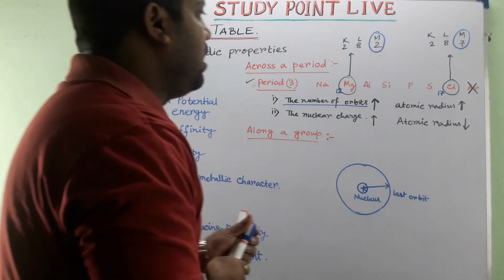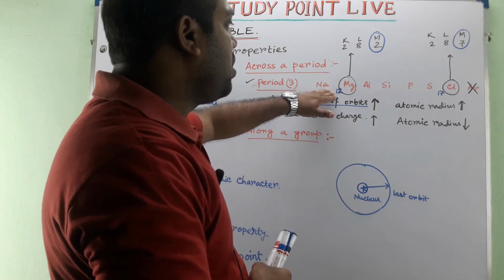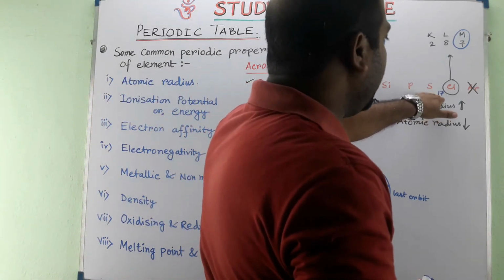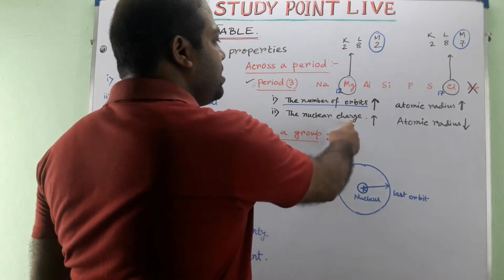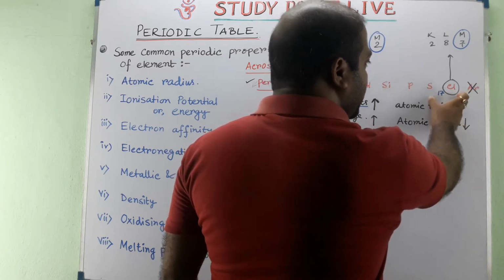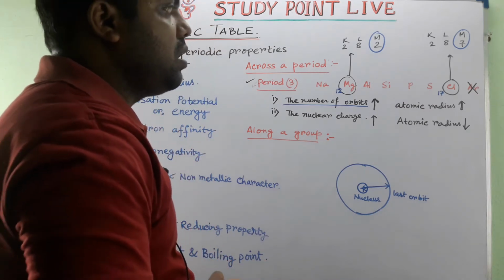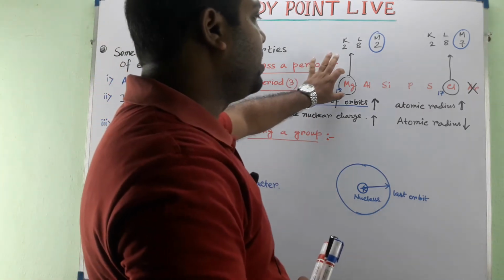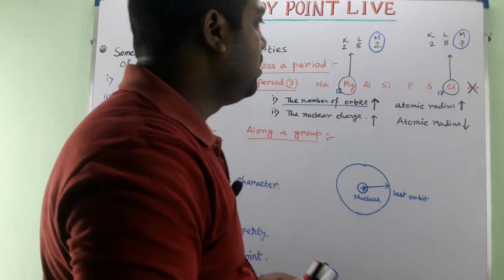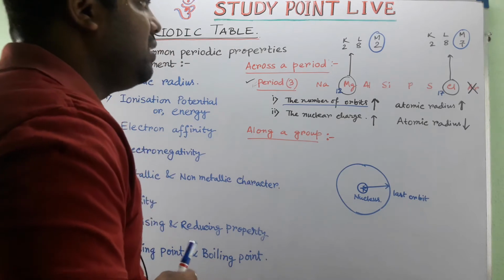Since the number of electrons and protons in magnesium is less than that of chlorine, that's why nuclear charge is greater in chlorine. That's why the attraction force between electrons and protons is greater than that of magnesium. That's why atomic radius will decrease. So we conclude that the atomic radius across a period decreases.